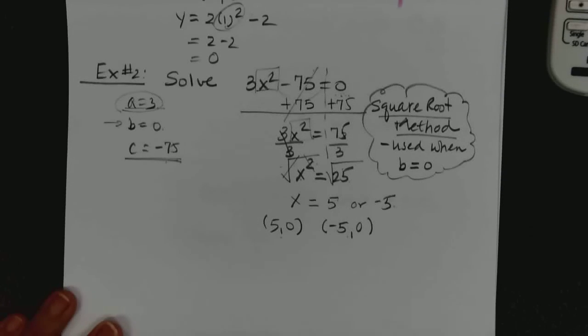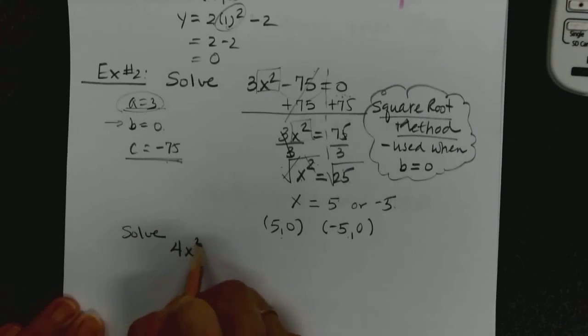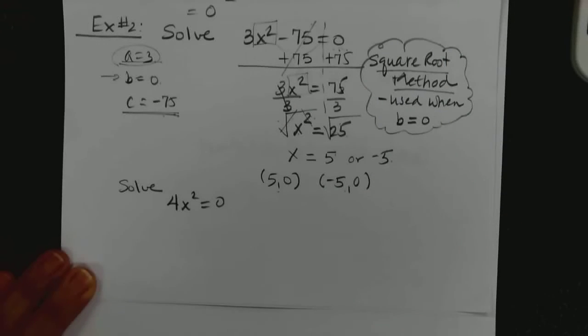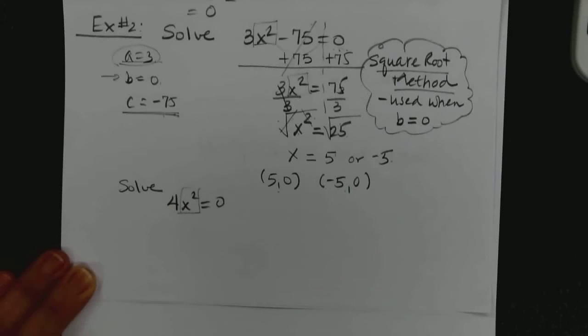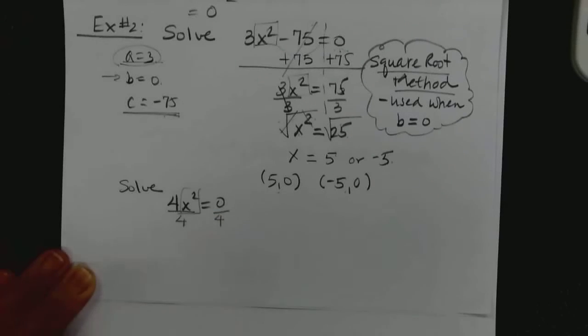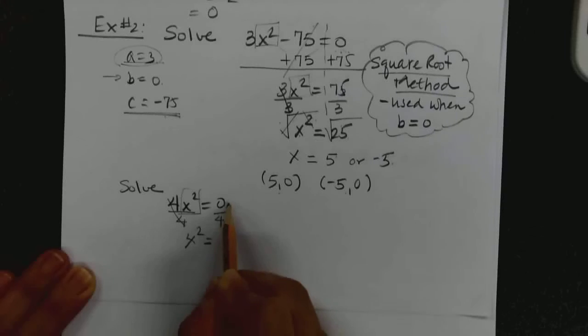You want me to show you when it's 1 solution? Okay. So let's solve 4x squared equal to 0. I have to get x squared by itself. What do I do to both sides? Divide by 4. X squared equals, what's 0 divided by 4? 0.